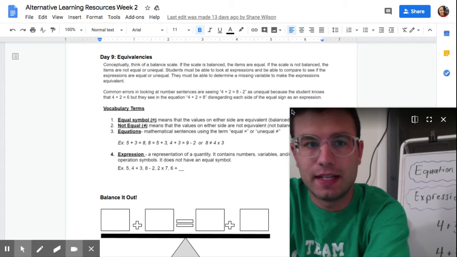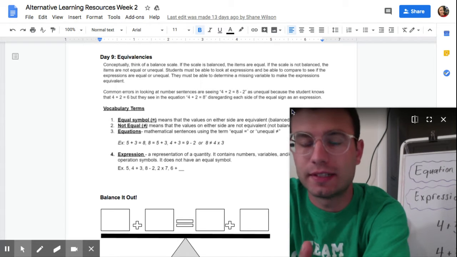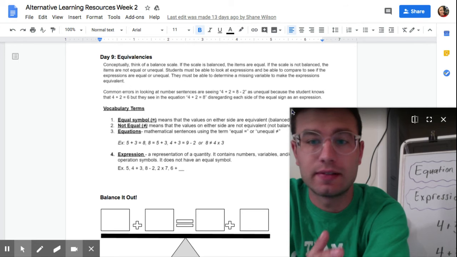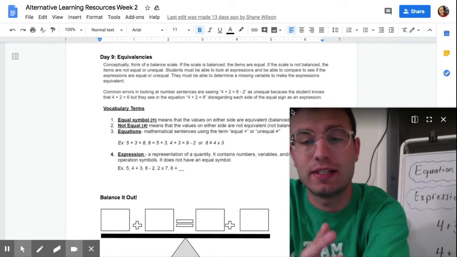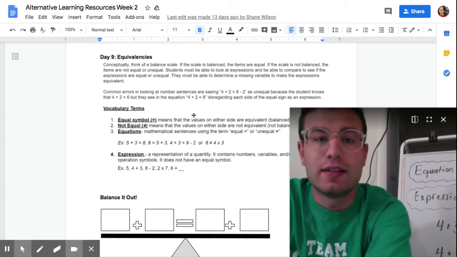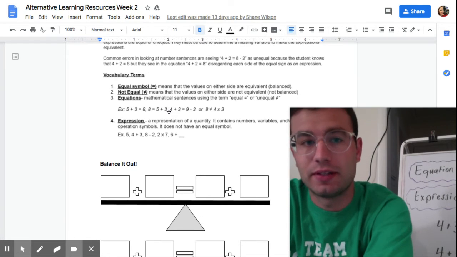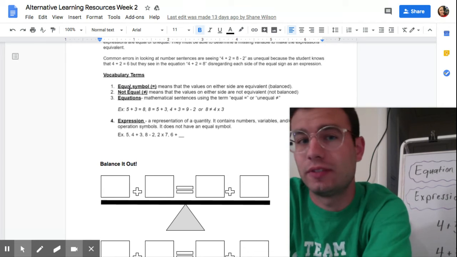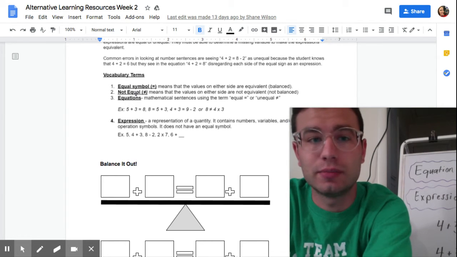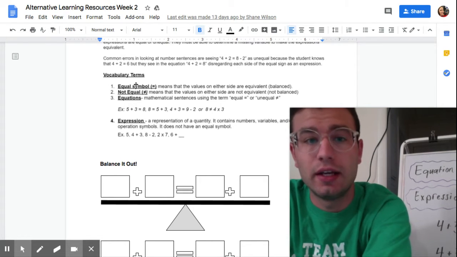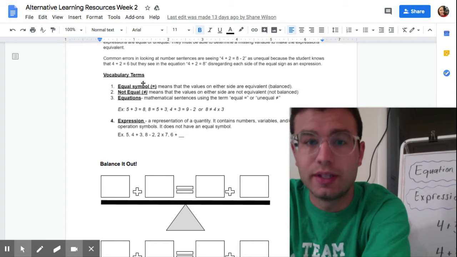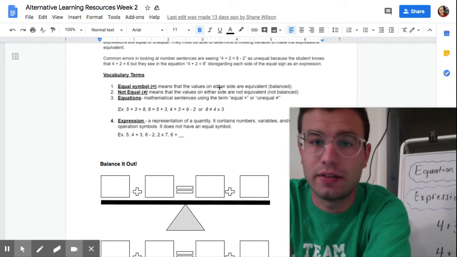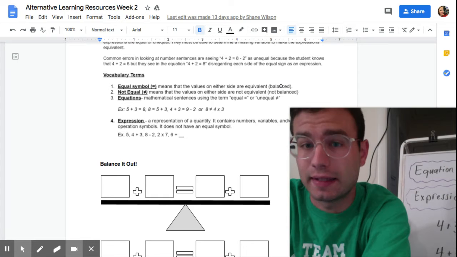Hey everybody, day 9 is all about equivalencies, and equivalencies are all about balance. Is it balanced or is it not balanced? So if we talk about these vocabulary terms on day 9, we see a whole lot of equal symbols, not equal symbols, and equations. And an equal symbol, as you all know, means that the values on either side are equivalent. That means it's balanced.